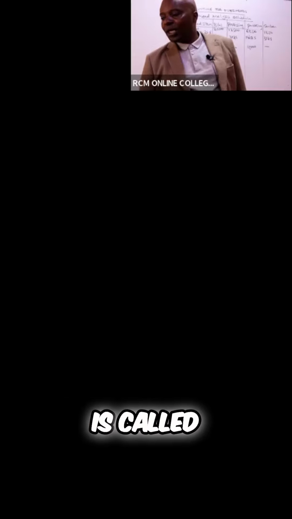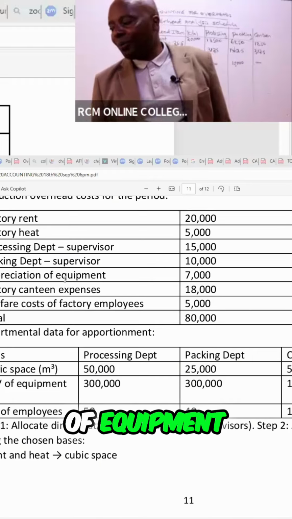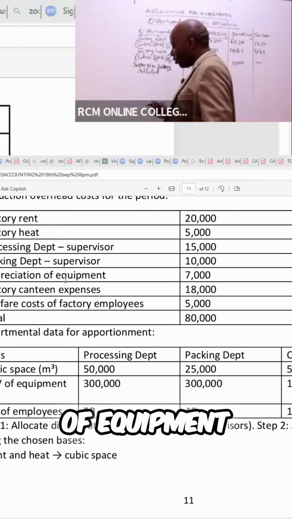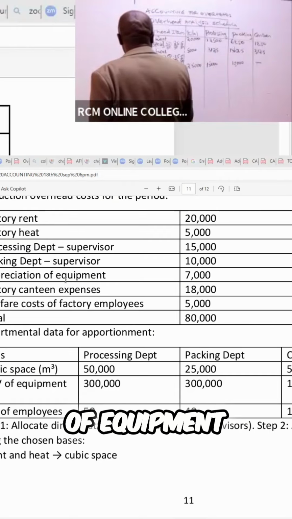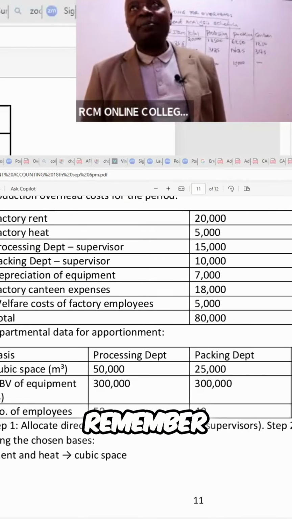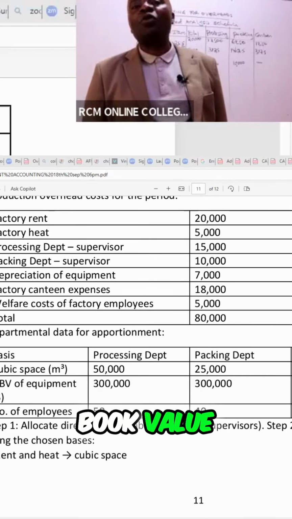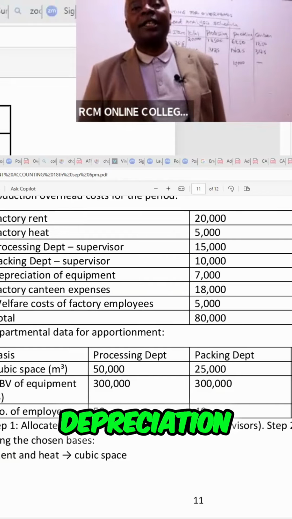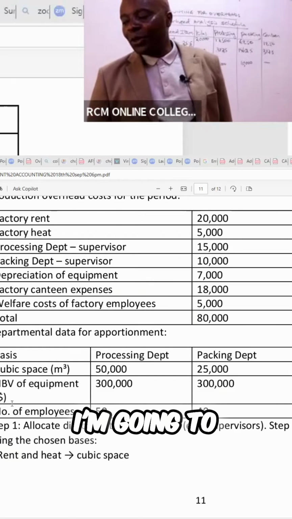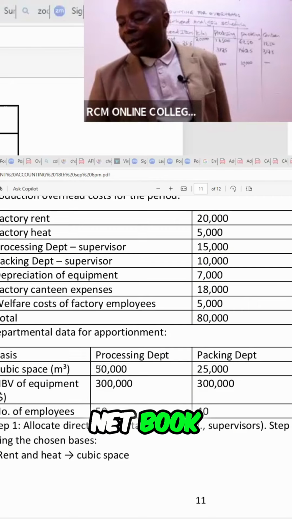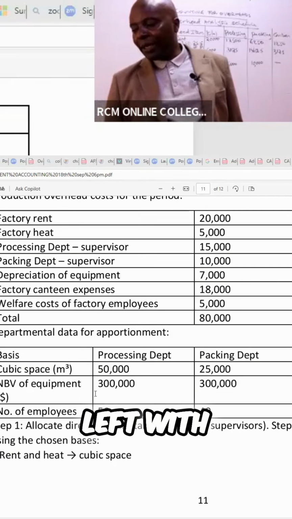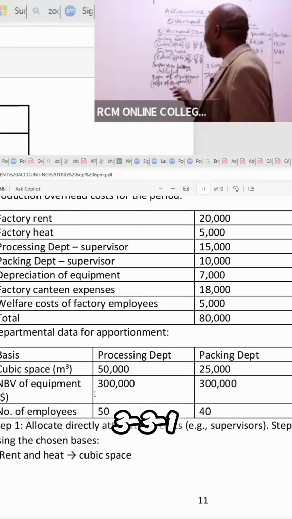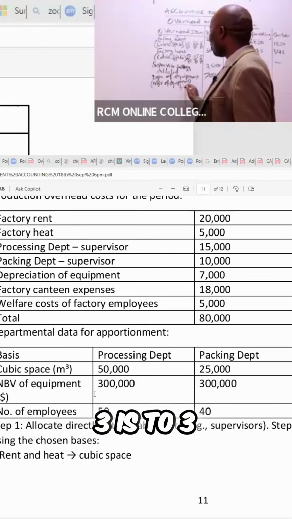The next one here is called depreciation of equipment. Ladies and gentlemen, remember, the higher the net book value of an asset, the higher the depreciation. So in this case, I'm going to use the basis called the net book value of equipment. I can chop off the zeros and I'll be left with 331, that is, 3 is to 3 is to 1.